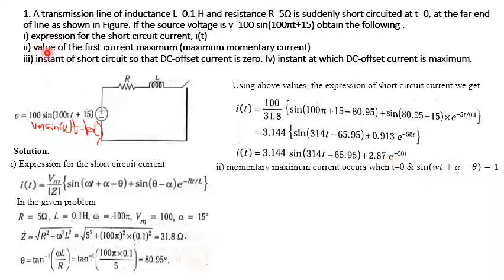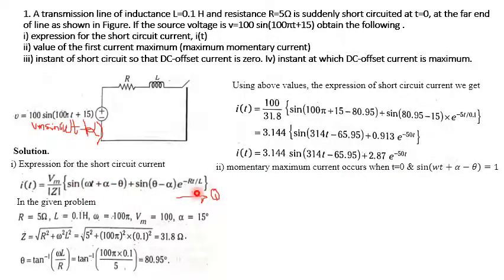Next one is the value at which the first current is said to be maximum, and we already solved this equation. The current is said to be maximum at t equal to 0 and when sine omega t plus alpha minus theta is 1. Consider this is equation 1. So this is a part of this equation, sine omega t plus alpha minus theta is 1 and t is also 0.